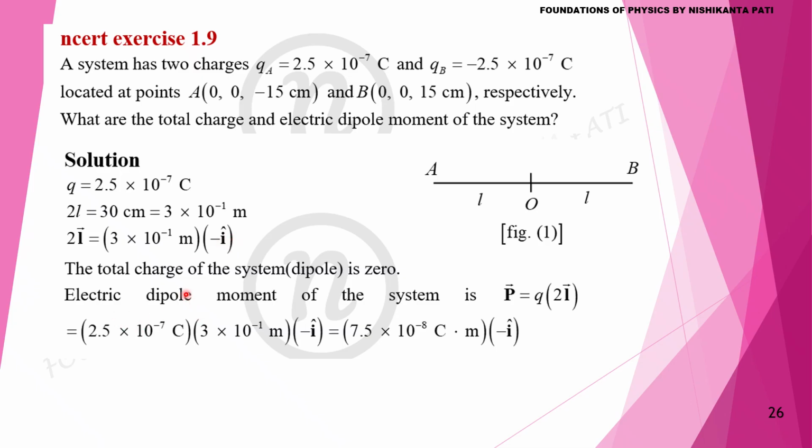Then the dipole moment formula you know, Q 12 vector, Q given, 12 vector given. After putting, the answer is along negative x-axis. The dipole moment is this way. The position vector of positive charge with respect to negative charge is also this way.